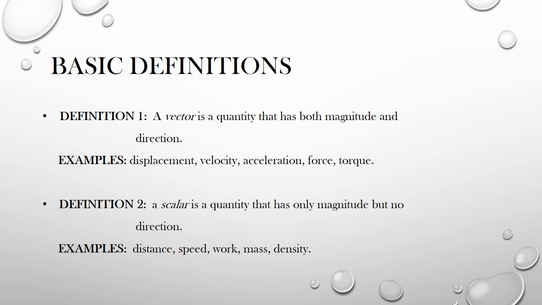Now, the basic definitions. What's a vector? A vector is a quantity which has both magnitude and direction. What's a scalar? A scalar is a quantity which has only magnitude but no direction. The examples of vectors are velocity, displacement, force, etc. A few examples of scalars are distance, speed, etc.